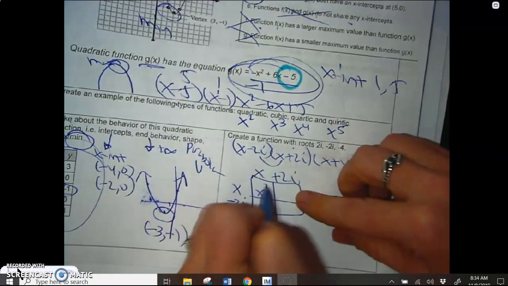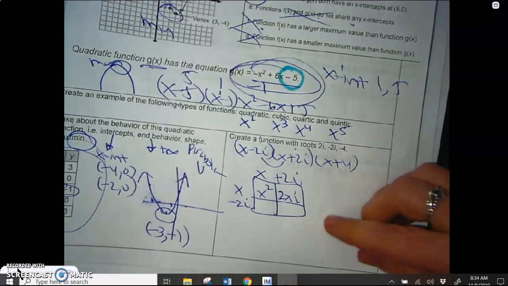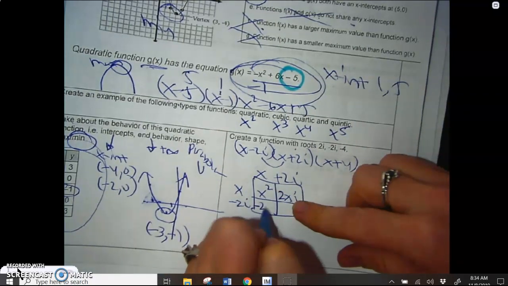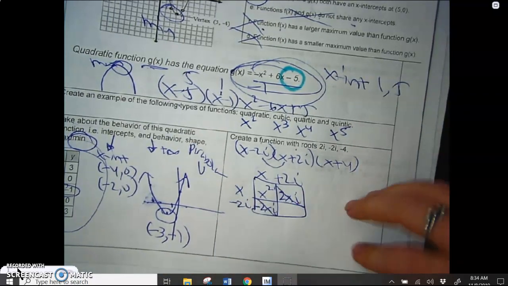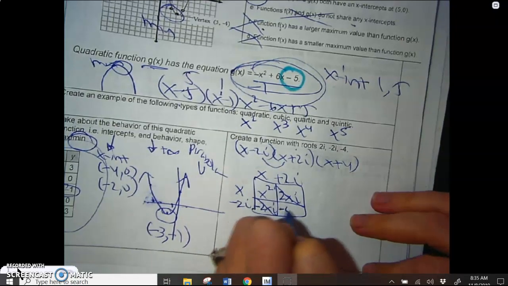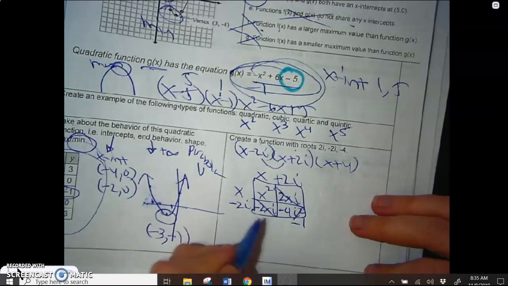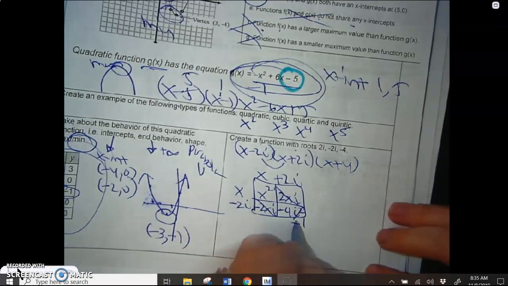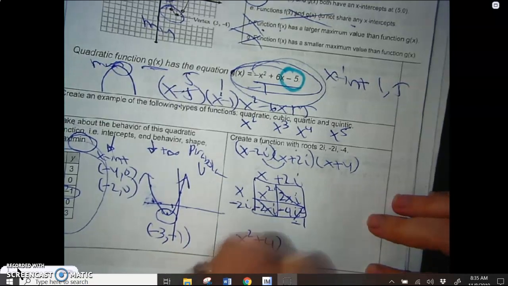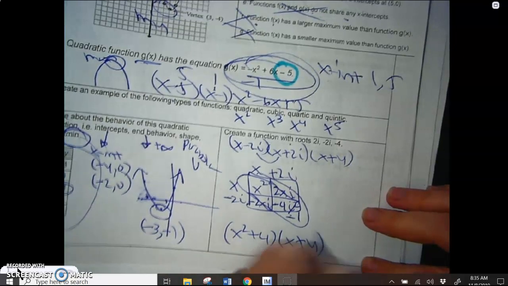X times x is x squared. 2xi, because x comes before i in the alphabet. Negative 2xi, so those cancel. Negative 2 times negative 2 is negative 4i squared. But you remember i squared is negative 1, and a negative times a negative is a positive. So it's really x squared plus 4 times x plus 4.